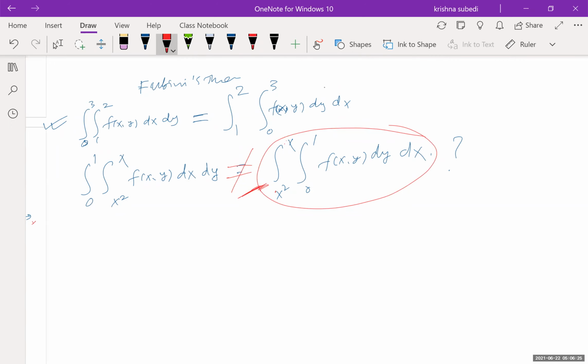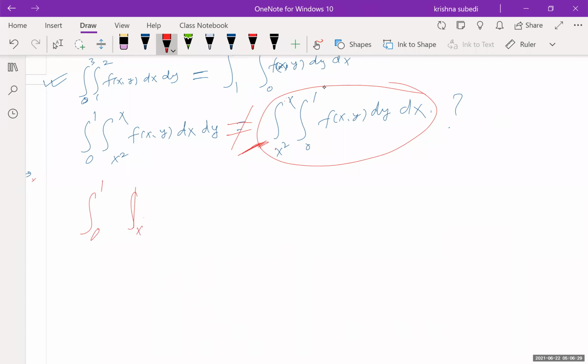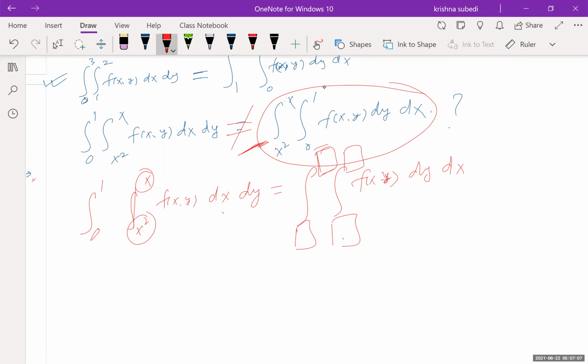There is a way, if you want to change 0 to 1, x squared to x, f of x, y, dx dy into dy dx, but the limits will be different. The limit is not just switching it. We should use a method, and we will learn that method in a minute. Then we can switch them, but it will not just transform like before in the case of a rectangular region of integration. So in the next example, we will learn how to switch the order of integration when the integral involves a variable as its limit.